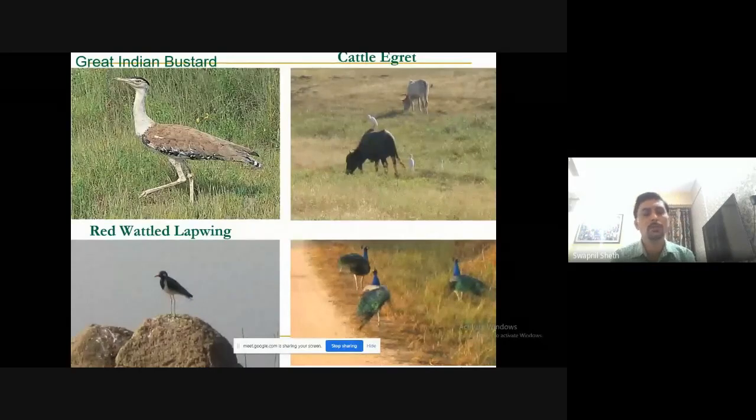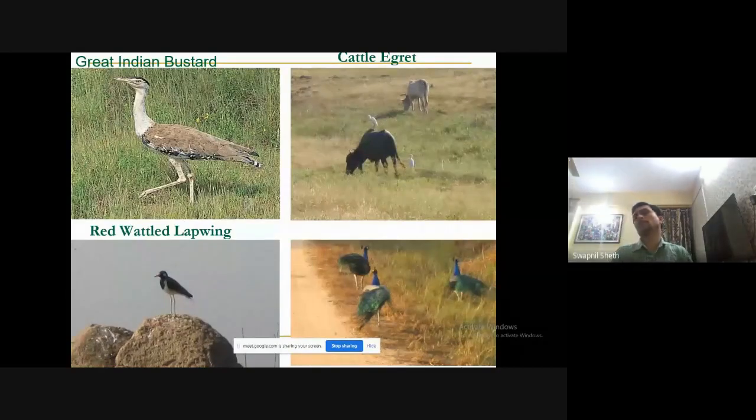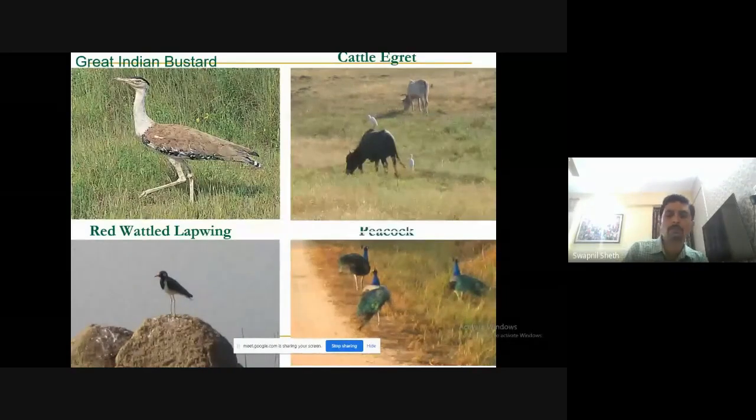The only thing we need to understand is the red wattle lapwing, and many times there is a wrong concept in many areas: if this bird is calling, then something bad will happen, but this is not the case. Incidentally, in some cases it may happen, like when a crow is calling in front of your house, sometimes it is assumed that some guest is coming to your place. Then our national bird is the peacock, which is common and we can see everywhere. So this is how the diversity of birds can be seen.